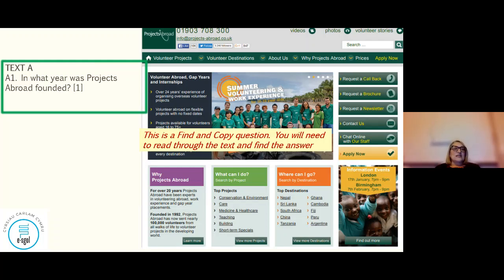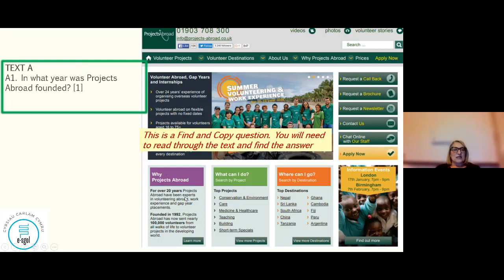This first question says, in what year was Projects Abroad founded? This is a find and copy question, so you need to read through the text and find the answer. The way the text is set out, there are different sections. In this section it says why Projects Abroad, so I've already found the two words that the question is asking about. Then it says, for over 20 years, Projects Abroad have been experts in volunteering abroad, work experience and gap year placements.